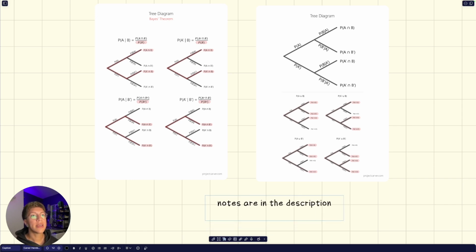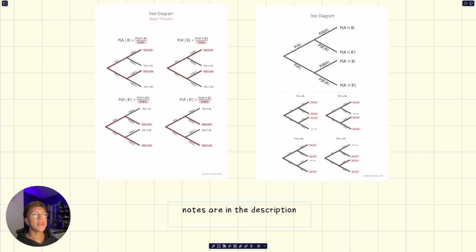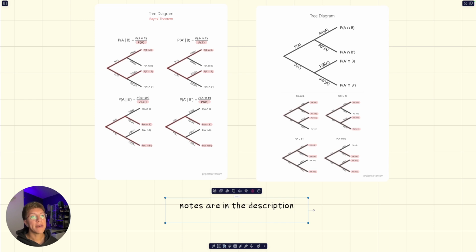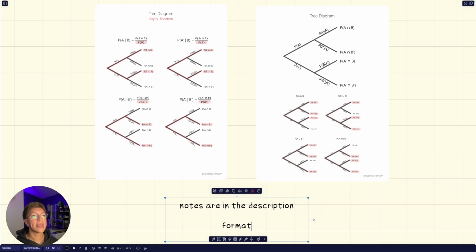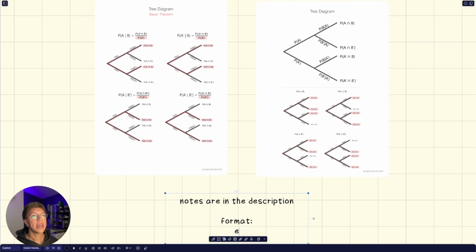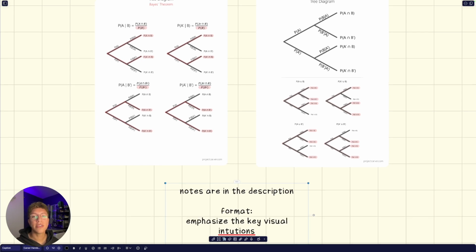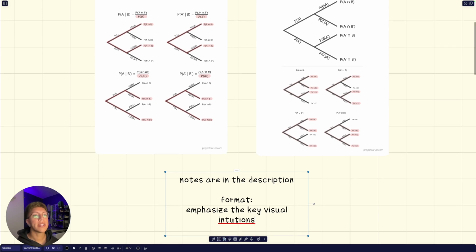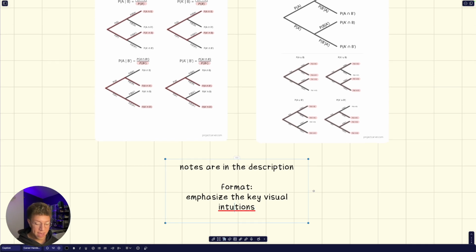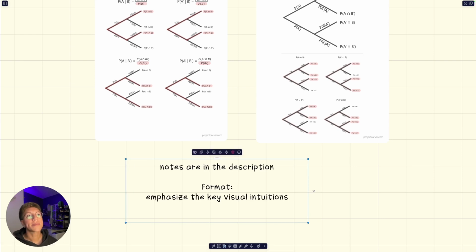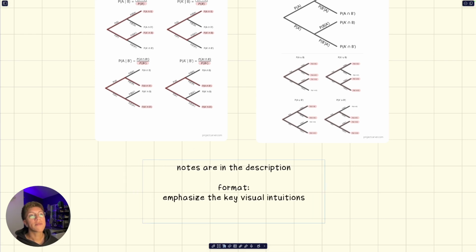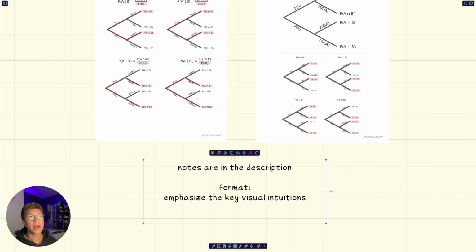We're still trying to work out the format for these videos. I think we're mostly going to be emphasizing the key concepts, the key visual intuitions here. So we're not trying to learn this topic perfectly. We're really just trying to make sure that we have a good intuitive understanding so that it sticks in our long-term memory a little bit longer, and we get a pretty good grasp of how to solve problems as well.